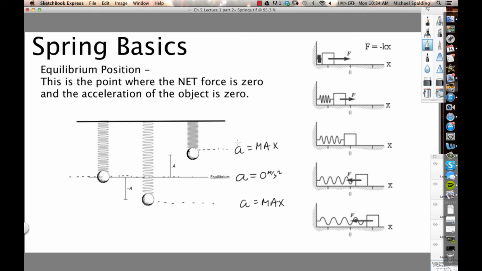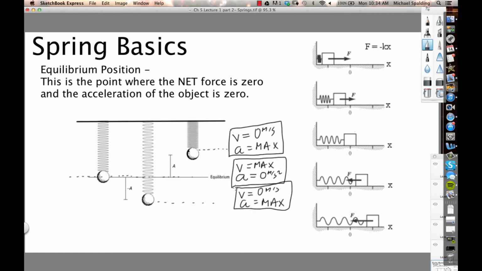How about velocities? What's the velocity at the highest point up here? Zero. What's the velocity at the equilibrium, right here in the middle? Maximum. What's the velocity at the lowest point? Zero. So here's the equilibrium, acceleration is zero. Here's the highest point. Here's the lowest point. Okay?